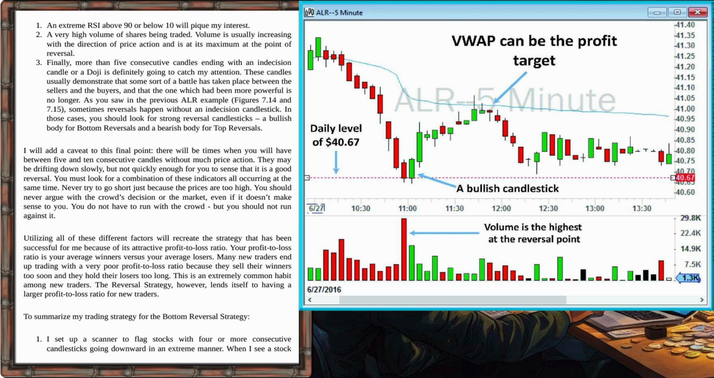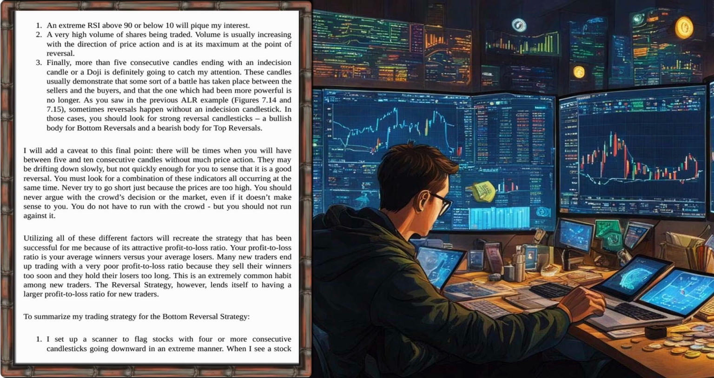In those cases, you should look for strong reversal candlesticks, a bullish body for bottom reversals, and a bearish body for top reversals. I will add a caveat to this final point. There will be times when you will have between 5 and 10 consecutive candles without much price action. They may be drifting down slowly, but not quickly enough for you to sense that it is a good reversal. You must look for a combination of these indicators all occurring at the same time.